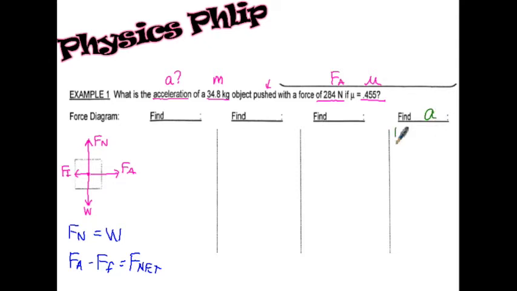I'm going to find acceleration. Now I just need to think about how can I do that? What equation could I use to find the acceleration of the object? Well, we only have one equation that has the acceleration of the object in it, and that's going to be F equals ma, where F is the net force.